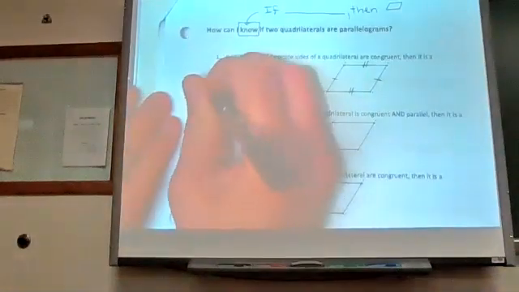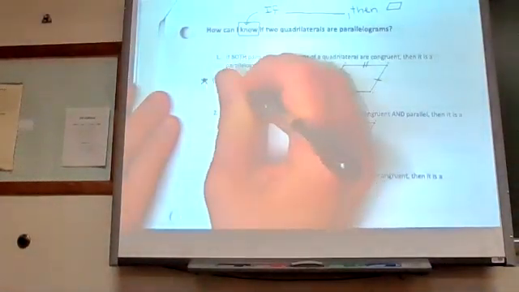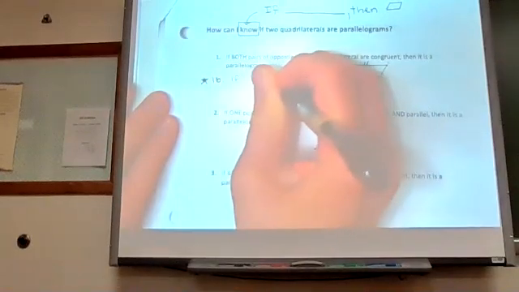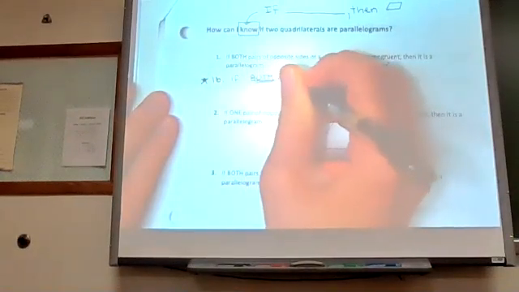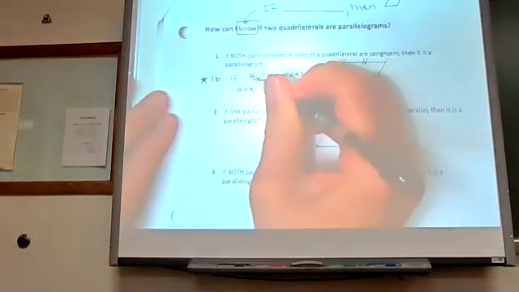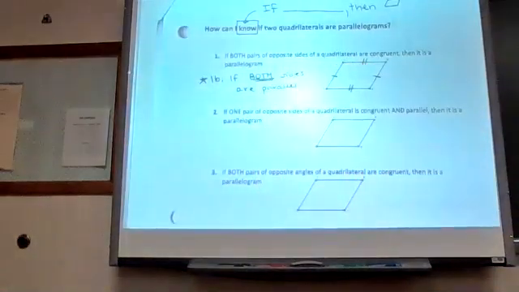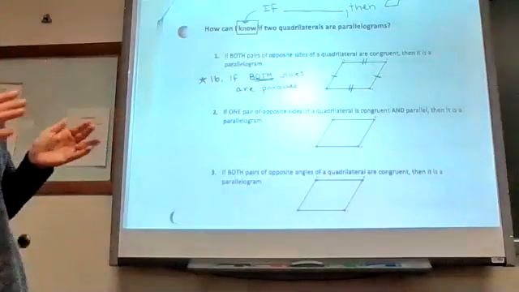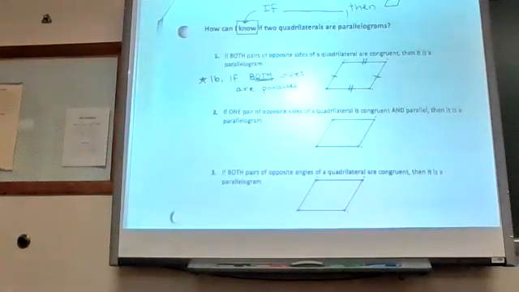One that's not listed here, I'm not sure why, so I'm going to call it 1B. If both pairs of opposite sides are parallel, it has to be both, not just one. Okay, so just like that one, if I'm told both pairs of opposite sides are parallel to each other, then that's enough to know it's a parallelogram. It wouldn't be enough if I just knew one pair of opposite sides was parallel, or if I just knew one pair of opposite sides are congruent. I need the both there in order to say it's a parallelogram.